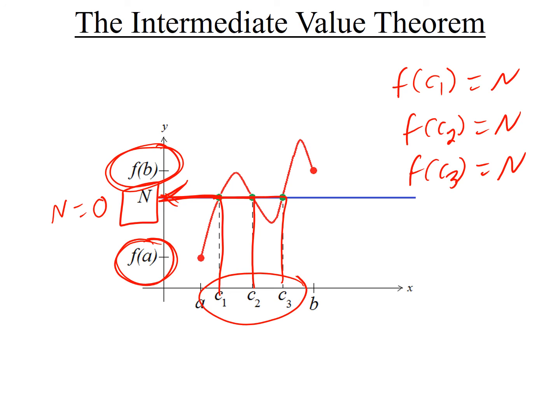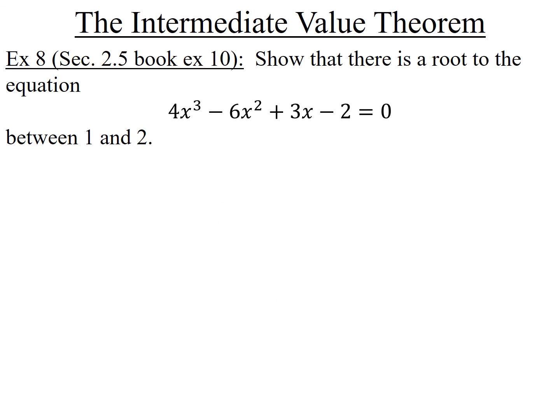Let's go ahead and look at a couple of examples of applying the intermediate value theorem now. This example says, show that there's a root to the equation 4x cubed minus 6x squared plus 3x minus 2 equals 0 between 1 and 2. I first off want to mention that this problem is actually worded really incorrectly, but this is the way they write in the book, and so I guess this is the way I'll put it on a quiz.